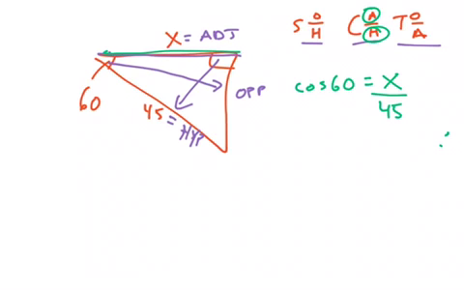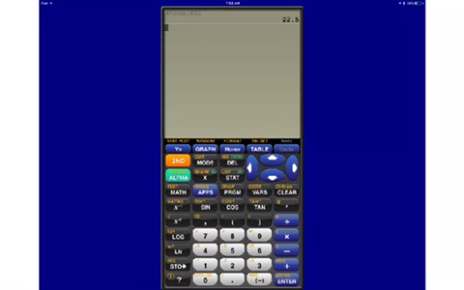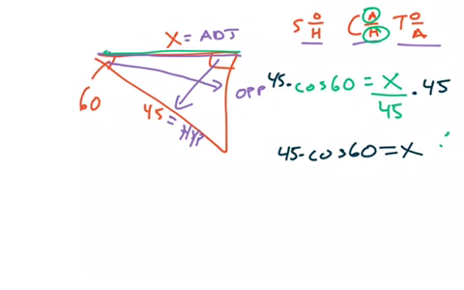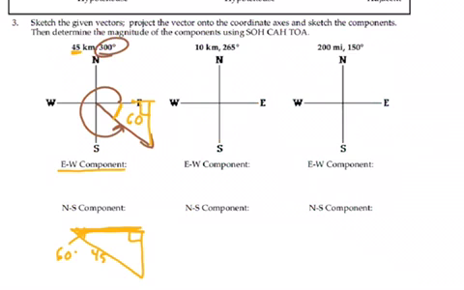And then I solve this. So how do I go about solving this? Well, to get rid of the 45, because I'm dividing, I multiply. In other words, I'm just trying to isolate x. So I'm left with 45 times cosine 60, which is x. And then I solve this. So if we see here, I typed in 45 cosine 60, and I got 22.5. So I know that this right here, x, is 22.5. Okay? So that means that if I go back here, the east-west component is 22.5. And really I want to say kilometers.